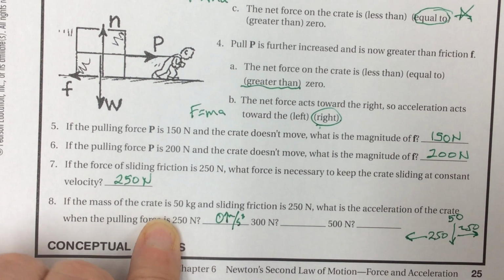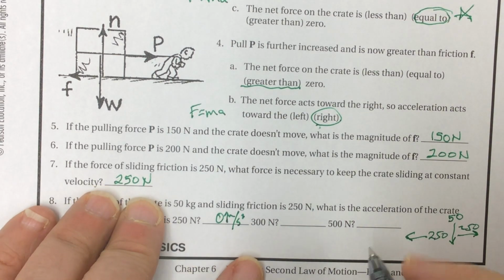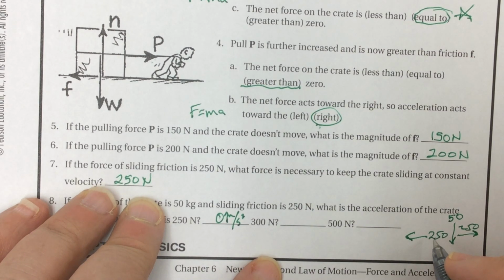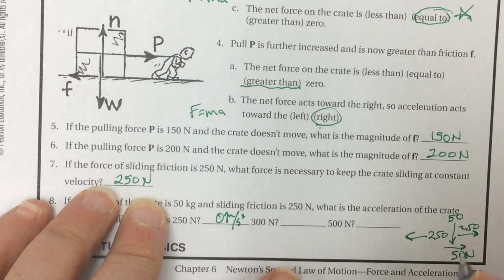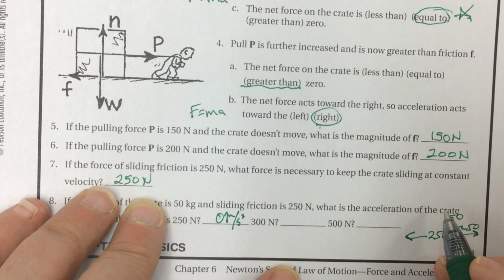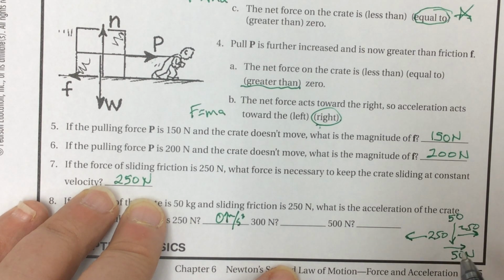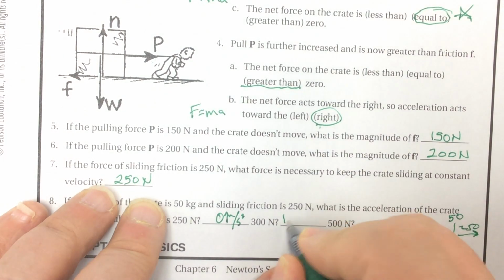Okay. So what about the next one? 300 newtons. So I've got 250 backwards. I have 300 newtons forwards. That means I have 50 newtons forwards, and it's 50 kilograms. So 1 newton moves 1 kilogram at 1 meter per second squared. So if 1 newton pushes 1 kilogram and accelerates it at 1 meter per second squared, then 50 newtons can accelerate 50 kilograms at 1 meter per second squared.